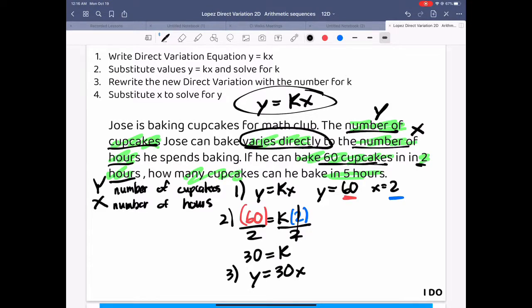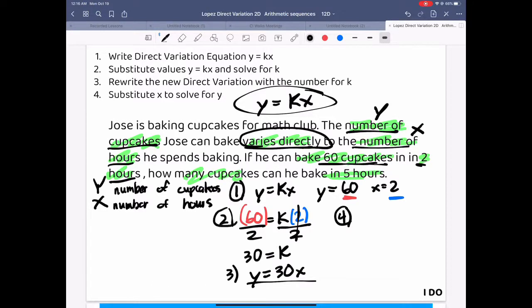So that means Jose is making 30 cupcakes per hour. Again, that's your unit rate. That is how many cupcakes he's making per hour. So since we know that now, we could go ahead and finish it out.